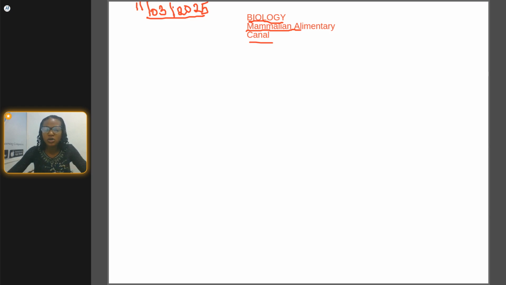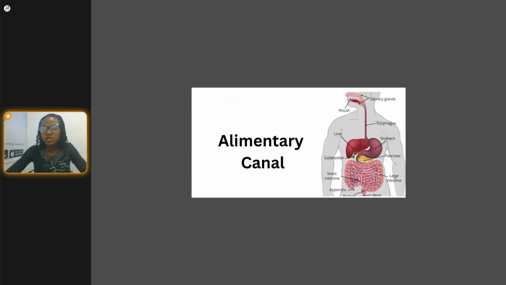Okay, so we are looking into the mammalian alimentary canal today. So I'm going to be showing you the diagram of the alimentary canal so you can have the idea of what we mean by the mammalian alimentary canal. Then I'm going to be using the diagram to explain the different organs in the alimentary canal. All right, so we are going to be starting with the diagram.